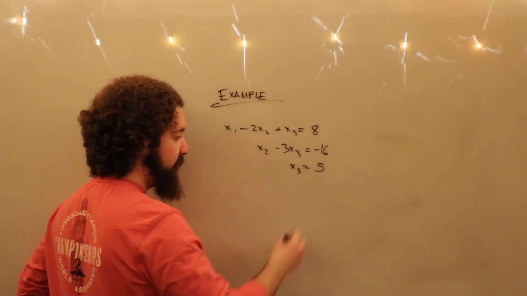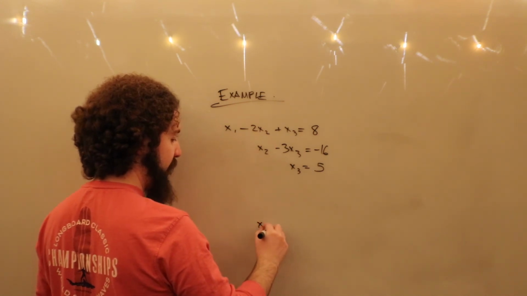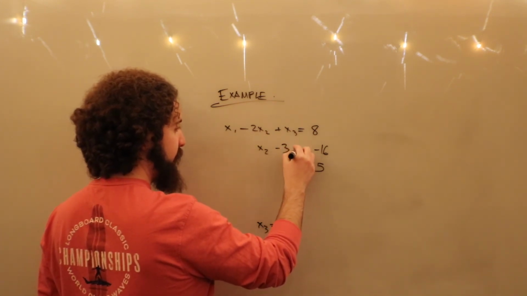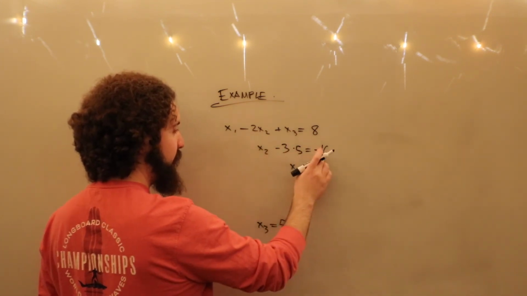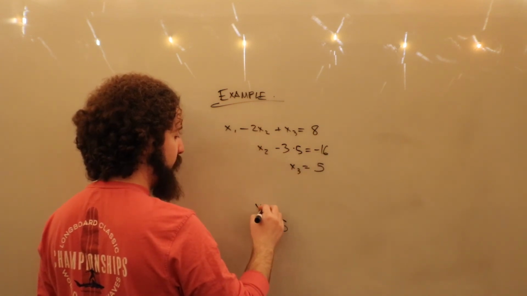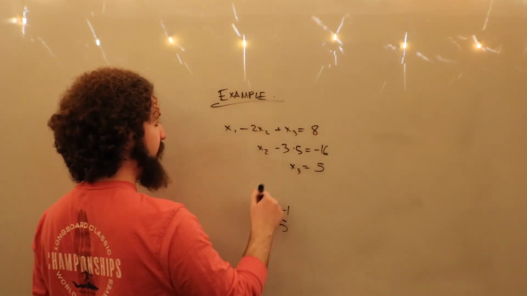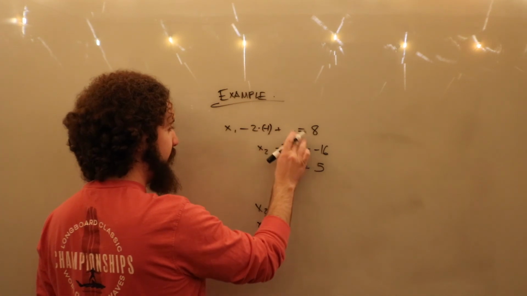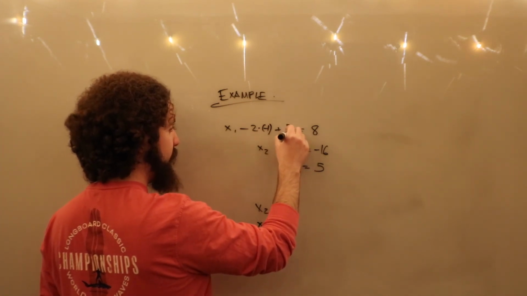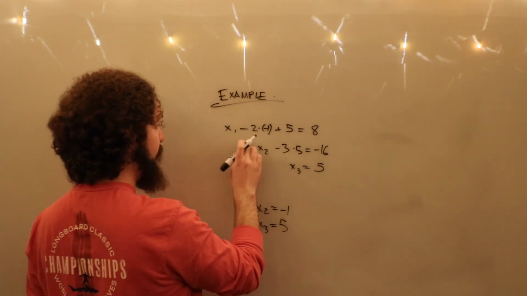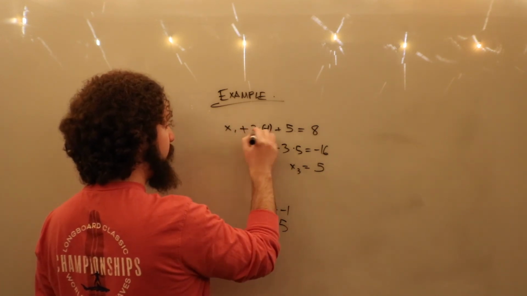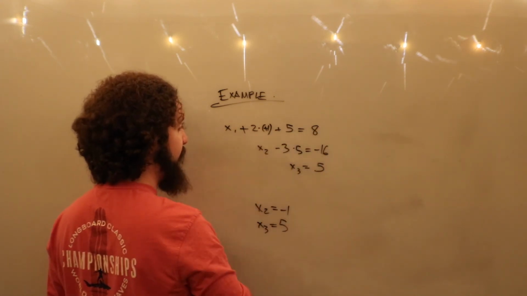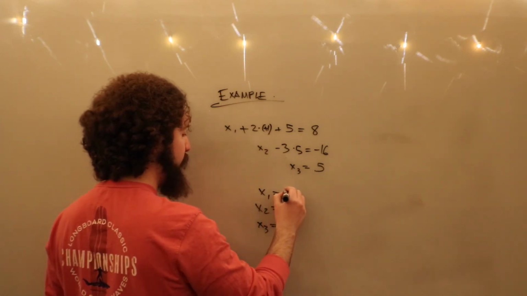Well, by the third equation, we already know that x3 is equal to 5. So we'll just write that down here. Now, if we plug that into here, we get x2 minus 15 is equal to negative 16. So x2 is going to be equal to negative 1. Let's plug both of those values into here. x2 is negative 1, x3 is 5, and what do we get? We get x1 plus 2 plus 5 is 8. Well, this is 7 together, so x1 must be equal to 1.